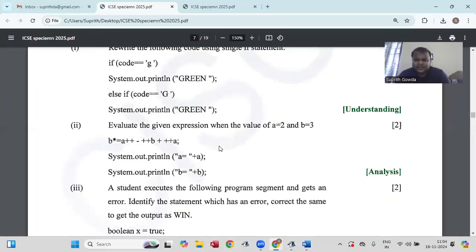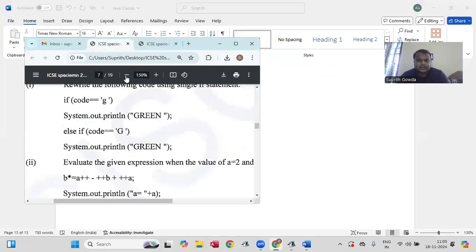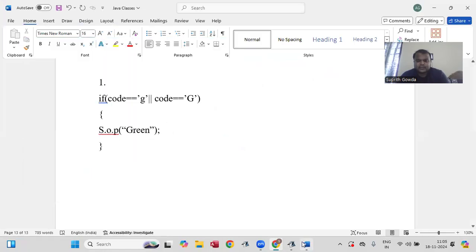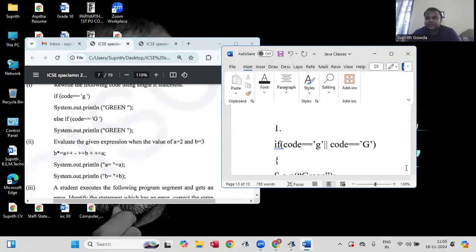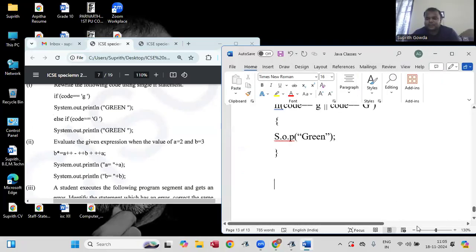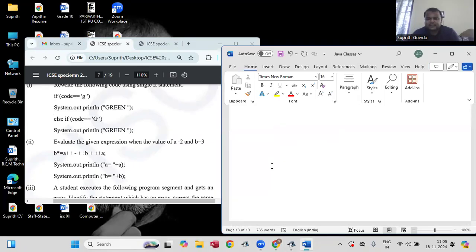Now he has given the expression for B. Now can you see here? This is the short form he has given. It adds A values 2 and B values 3. This is also a tricky one, but if you understood properly, it is not tricky. What is the question you asked? The second question is this.